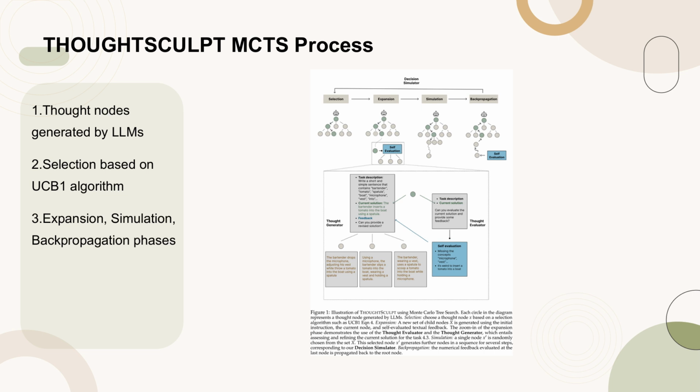The expansion phase is detailed with the use of the thought evaluator and thought generator, which assess and refine the current solution. The simulation phase involves randomly selecting a node X from the set, which then generates further nodes in a sequence corresponding to the decision simulator. Finally, in the backpropagation phase, the numerical feedback evaluated at the last node is propagated back to the root node, updating the scores of the nodes along the path.